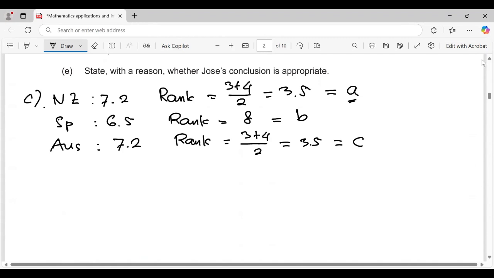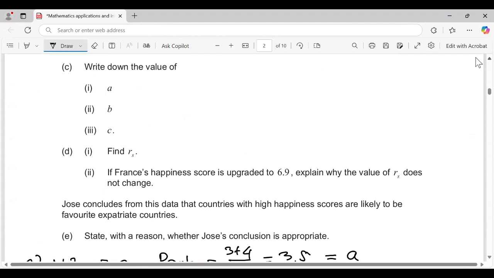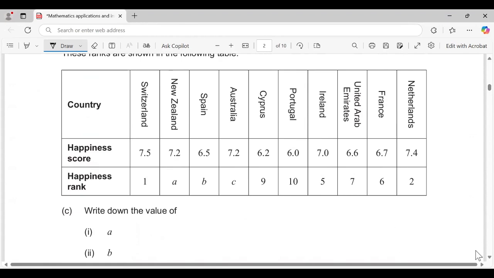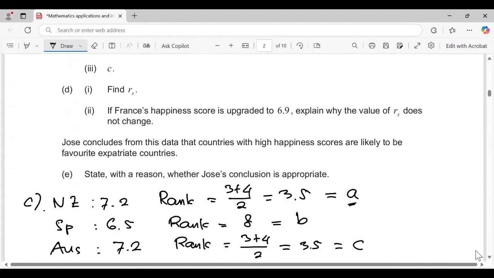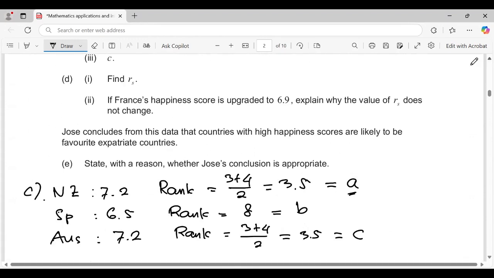Next question. Find RS. And after that, this one: a friend's happiness score is upgraded to 6.9. Explain why the value of RS does not change.